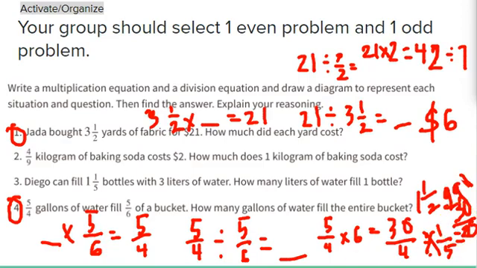Why does that work out? Well, think about it. We had 5/6 of the bucket filled up. That was 5/4 gallons, or 1 1/4 gallons. We don't know what the whole bucket was. If we find out what's in the entire bucket and we multiply it by 5/6, we get 5/4. So if we take the 5/4, we divide it up by the 5/6. That'll give us back to our original number we need, which is 1 1/2.